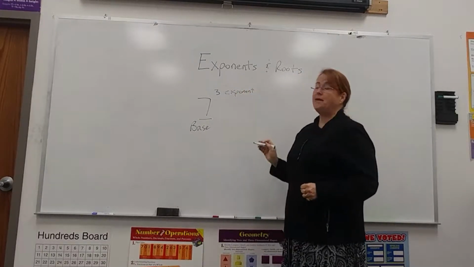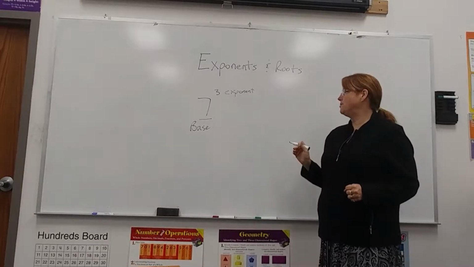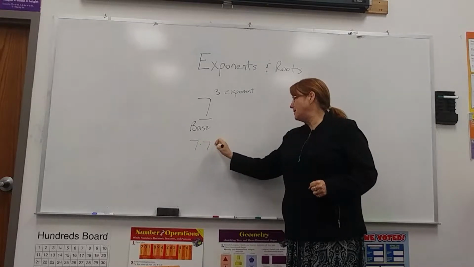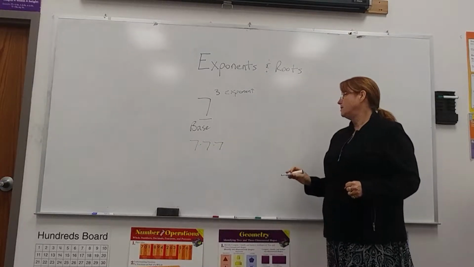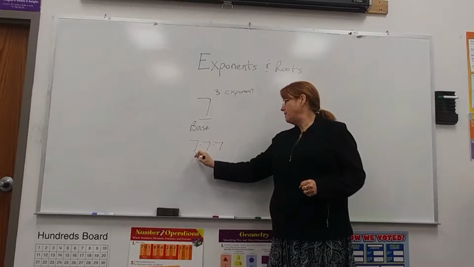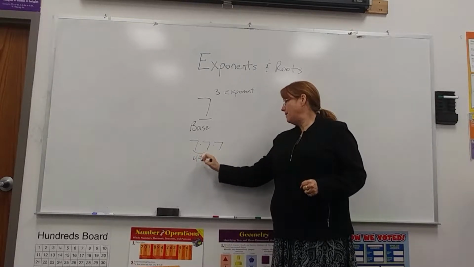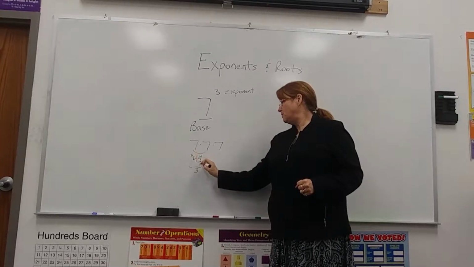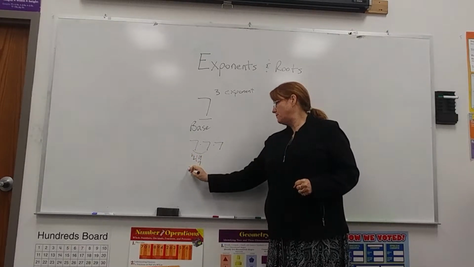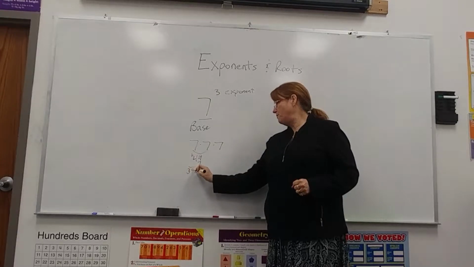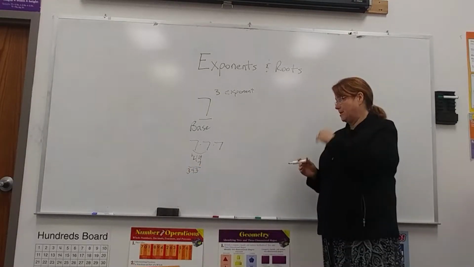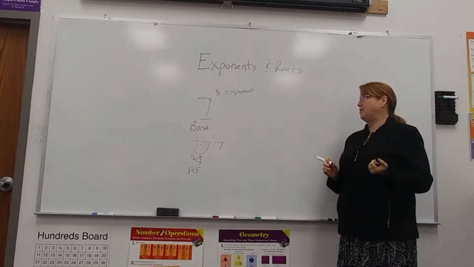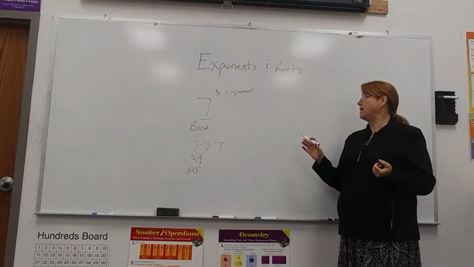And it does not mean 7 times 3. Everybody wants to do that. It does not mean that. It means 7 times 7 times 7. So 7 times 7 is 49, and then you'd have to take 49 times 7, and you get 343. 343 is 7 cubed. That's what an exponent is. The exponent tells you how many times to take the number.